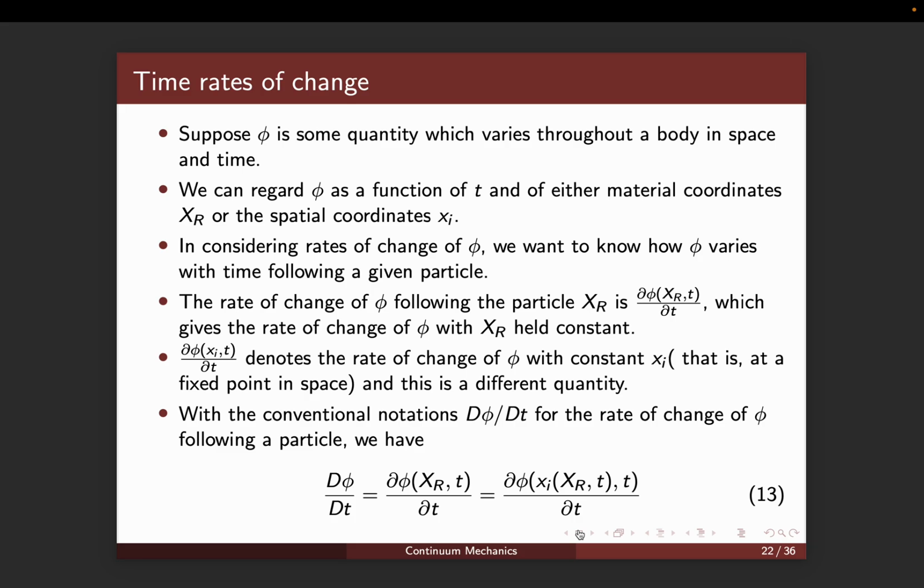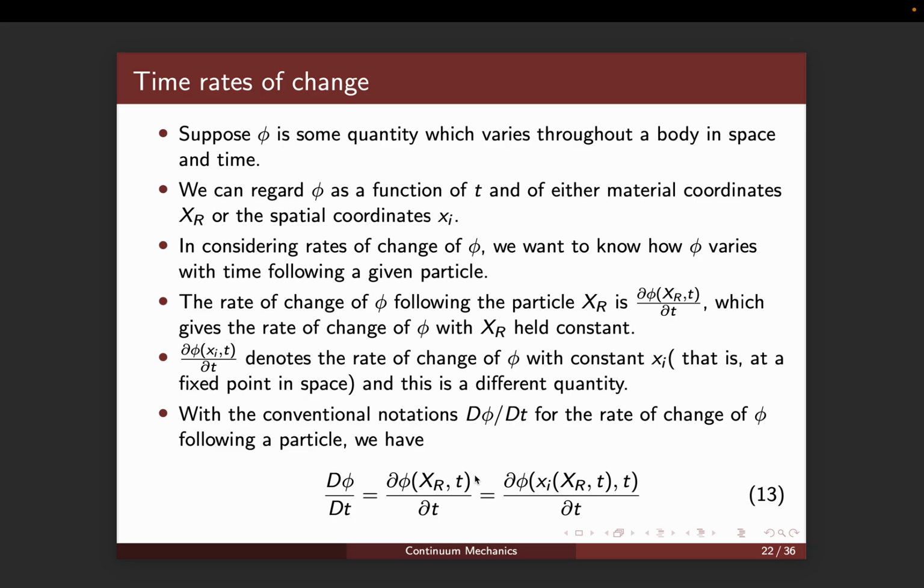So we want to find out the conventional notation for the material derivative. We give the notation capital D phi by capital Dt, with D as a capital. This denotes the material derivative, that is, the partial derivative of phi with respect to t, where phi is expressed in terms of material coordinates. These material coordinates can also be expressed through spatial coordinates.